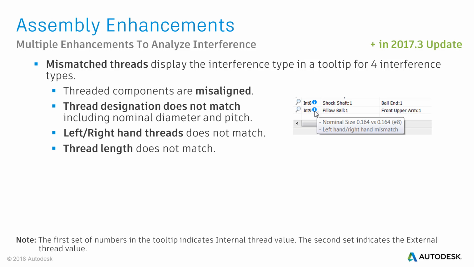Left-right-hand threads does not match. I think that's an easy one. For instance, the screw has a left-hand thread and the threaded hole a right-hand thread. The thread depth does not match information gets displayed, for example, if you have a threaded hole that doesn't have the full thread depth, but the bolted connection, especially the screw, requires a through hole with a full threaded hole.